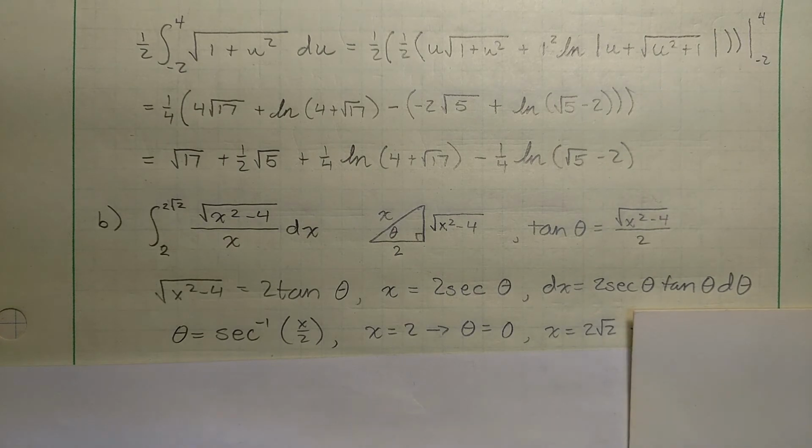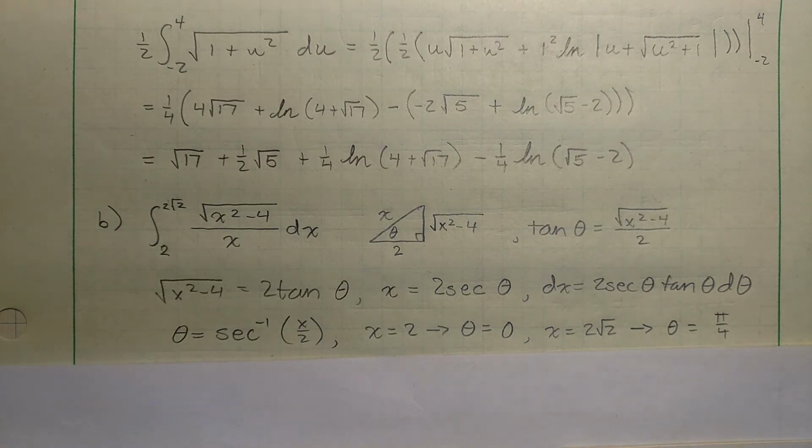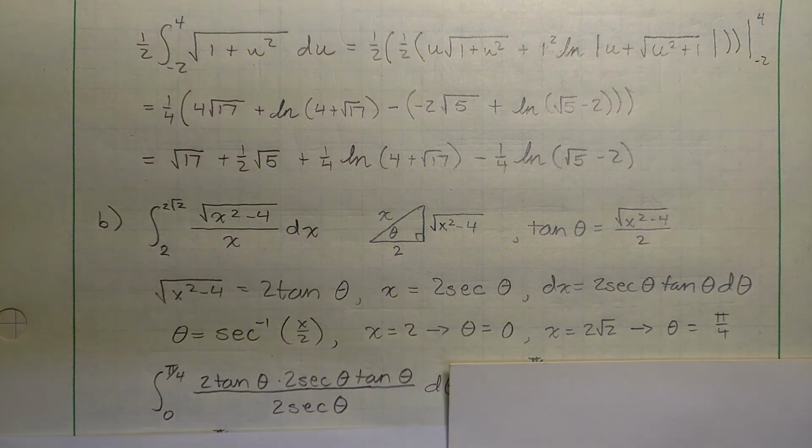Then when x is 2 radical 2, using my upper limit, I want the secant of theta to be radical 2. That means where cosine is 1 over radical 2, or radical 2 over 2, which is pi over 4. So my theta is pi over 4. Now I can change my limits of integration to 0 and pi over 4. So now I can change everything to theta, and I have my correct limits of integration.